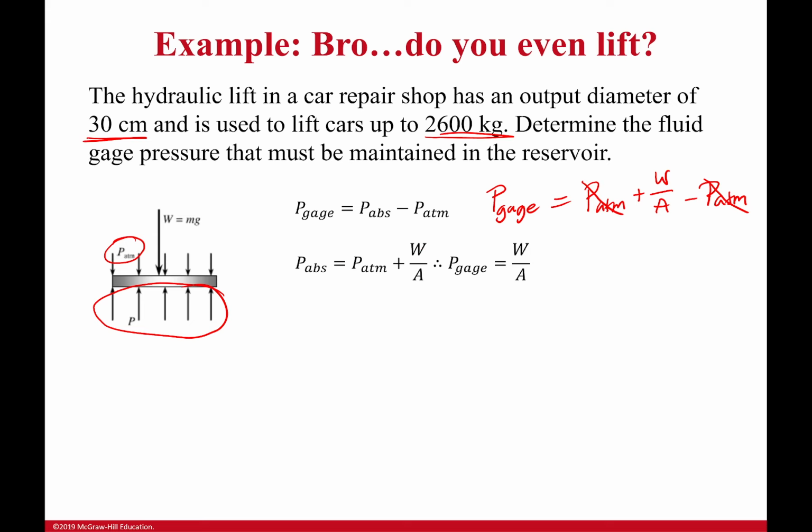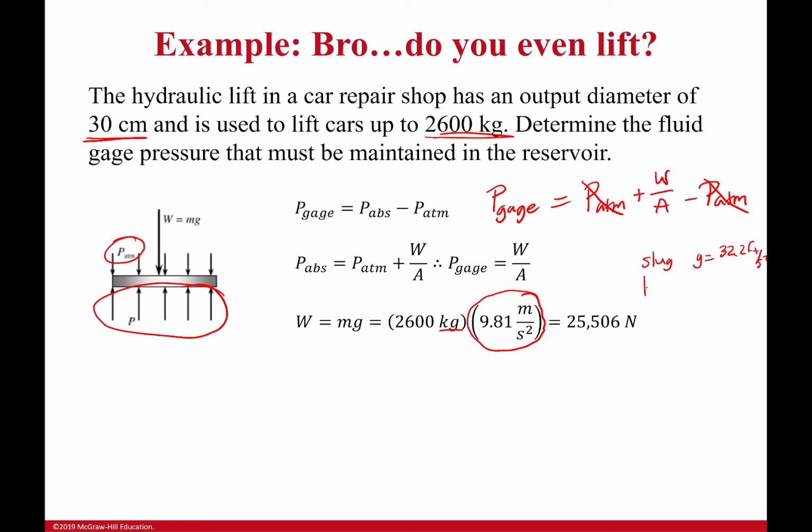Okay, now we need to figure out the pressure, the weight, and the area. First off, weight is just mass times gravity. Since it's kilograms, I use 9.81 meters per second squared. If I had a mass in slugs, yes, that's a mass unit, I would need to use that gravity is equal to 32.2 feet per second squared. If I had it in pound mass, just don't do it. Convert to kilograms. Kilograms is way better, okay? It's just way better.